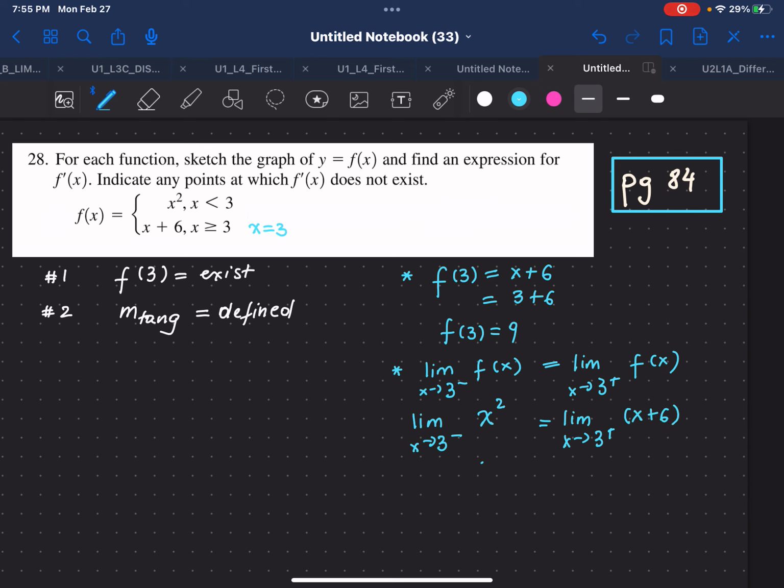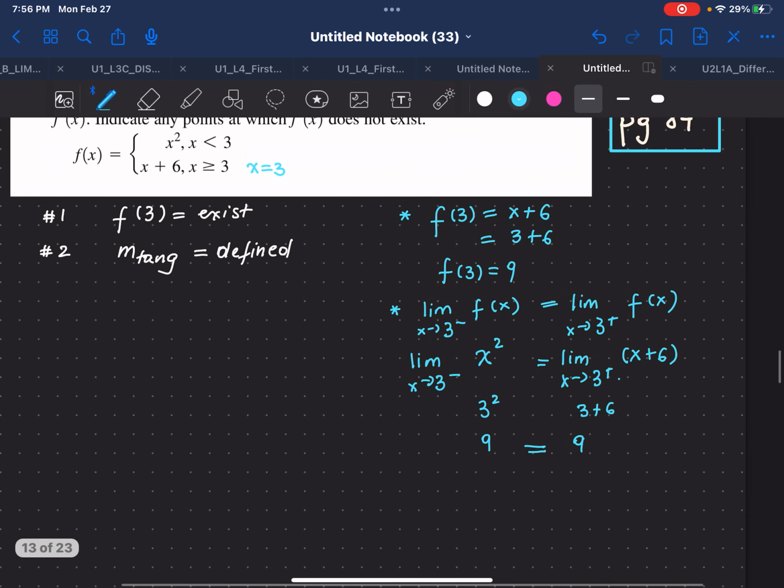So if you substitute x by 3, here we're going to have 3 squared, or 9. And if we substitute x by 3 in the right-hand side limit, we'll have 3 plus 6, which is again 9. As you can see, the limit on the left-hand side of 3 is equal to the limit on the right-hand side of 3, which means that the limit at 3 exists. And it is equal to 9.